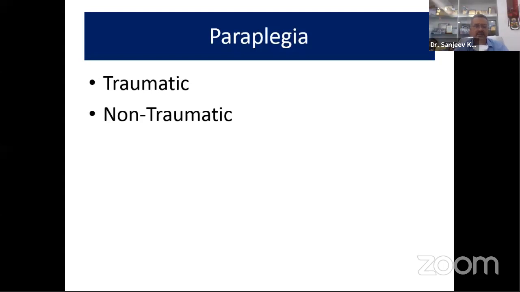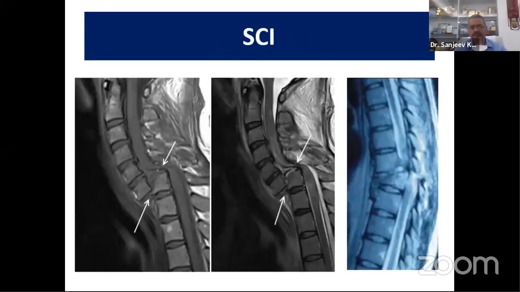So basically it is either traumatic or non-traumatic. If the spinal cord is involved, the patient will end up either with quadriplegia or with paraplegia. When we talk about paraplegia in the Indian context, the majority of patients belong to traumatic origin paraplegia. I'll just tell you a few things in brief about traumatic paraplegia.